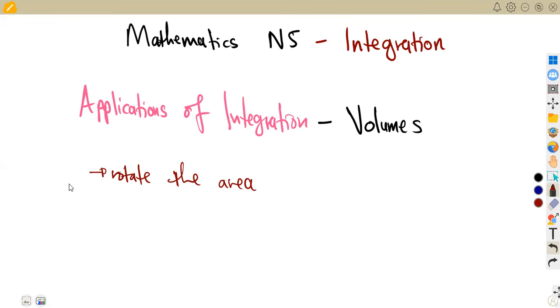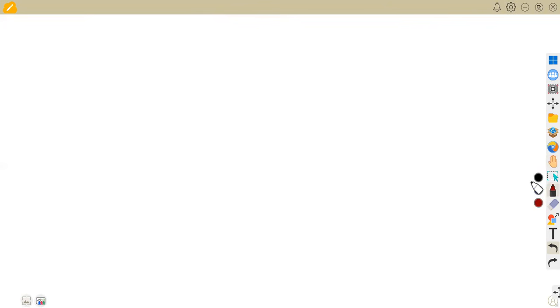So we are rotating the area about a certain axis that we can be given. It can be given about the x-axis or it can be given about the y-axis. So it's a rotation of the area about the x-axis or the y-axis to give us the volumes. All right, so this is the application that we're going to have. We're going to start with calculating a normal volume from the area that is bounded by a curve and a reference axis.